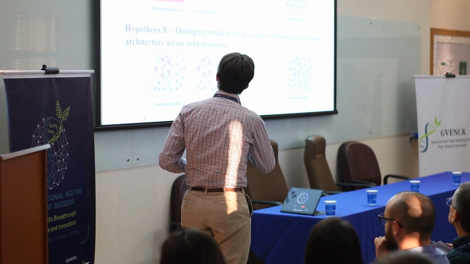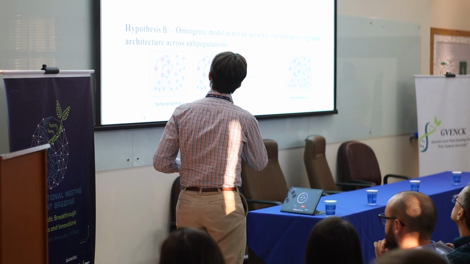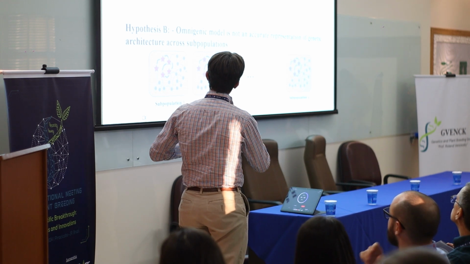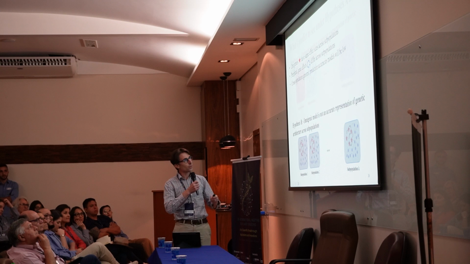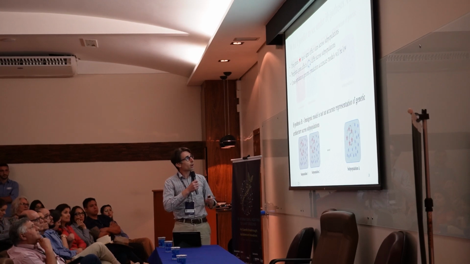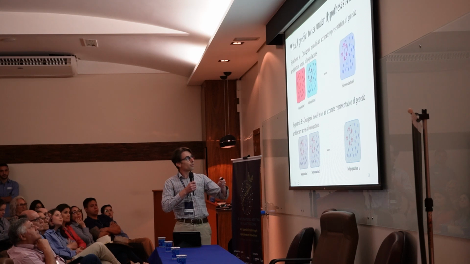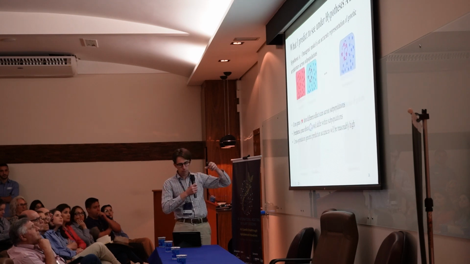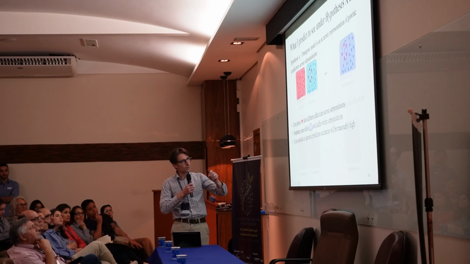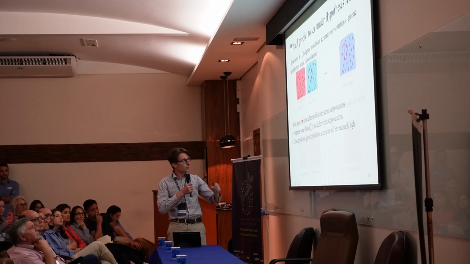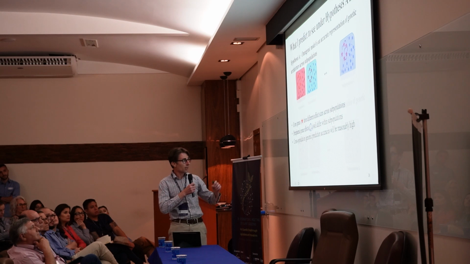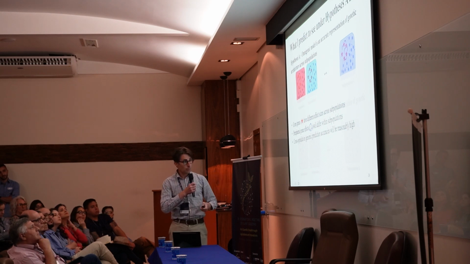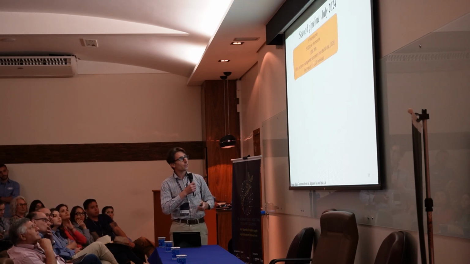So if hypothesis A is correct, I would expect to see that the core genes have the same effect sizes across subpopulations, peripheral gene effects will differ across subpopulations, and cross-population genomic prediction accuracy will be low. And if hypothesis B is correct, I would expect core genes to have different effect sizes across subpopulations, peripheral gene effects will differ within subpopulations, and cross-population genomic prediction accuracies will be high.